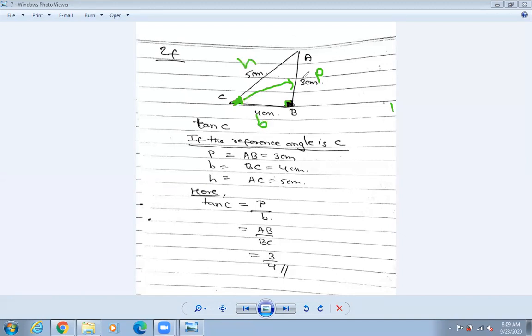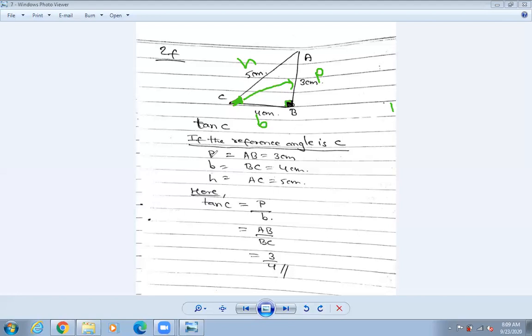First of all, be clear what is hypotenuse, what is base, what is perpendicular. Perpendicular is also called opposite. Base is also called adjacent. And hypotenuse is called hypotenuse. That you need to be clear about. Remember what is the opposite of which angle.